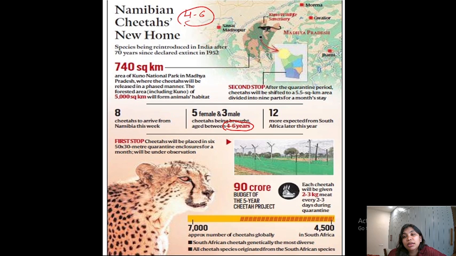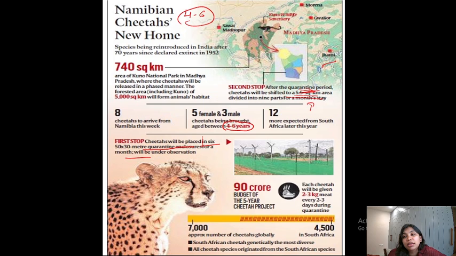So when they come to India, what are they going to do? They will be placed in quarantine enclosures, 50 to 30 meters wide, under observation. We still have to see how they are going to adjust to our places, and especially in the quarantine, we want to recheck for any diseases these animals are carrying. Second, they will move these animals into a much bigger area, more than 6 square kilometers.